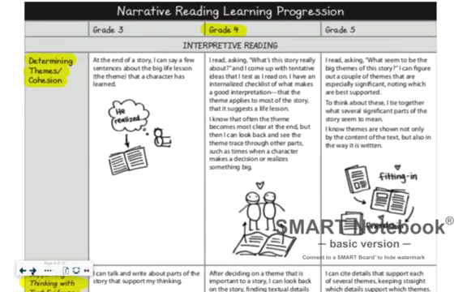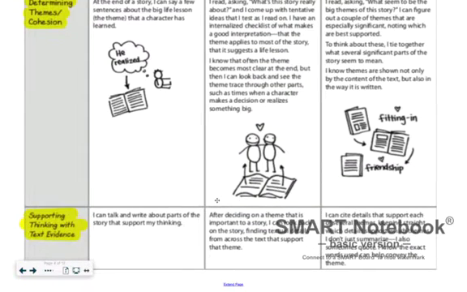That's good to keep yourself in check and to remember or comprehend the story. I know that often I'm going to go back to the interpretation and the progression in the second paragraph. I know theme often becomes most clear at the end, but then I can look back and see the theme traced through other parts, just times when a character makes a decision or realizes something big.